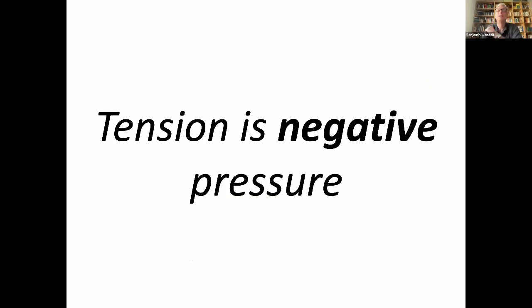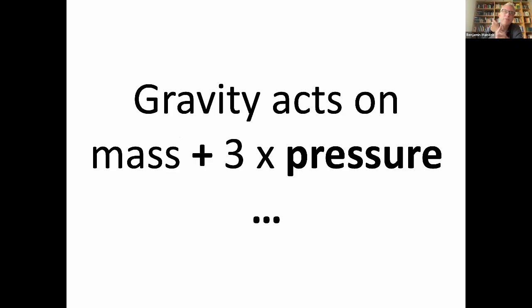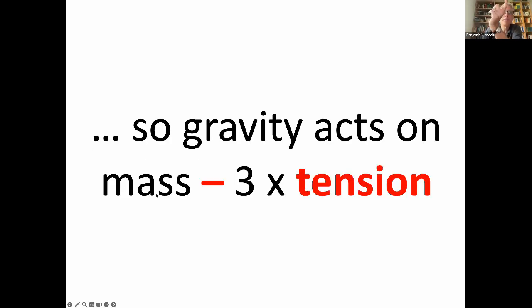Okay, what's going on? Let's think about another concept: tension. Tension, like in this rubber band, is negative pressure, if you think about it. Pressure wants to push things out. Tension is the opposite. It pulls things in. Wow, so now we have negative pressure. What does that do? Well, gravity acts on mass plus three times the pressure, but if tension is negative pressure, I can just substitute here. So gravity acts on mass minus three times the tension, minus. Oh, wow. So if I have tension, I can make the thing that gravitates less.